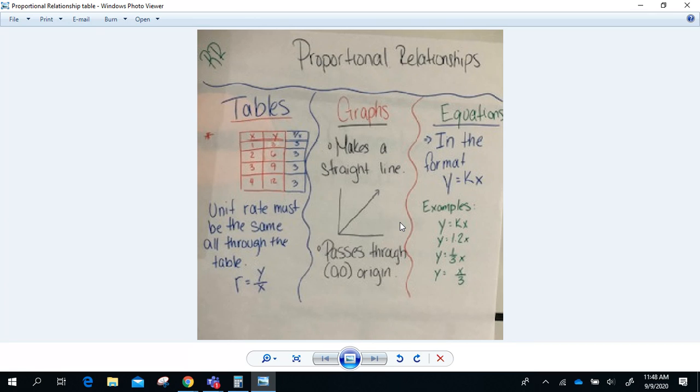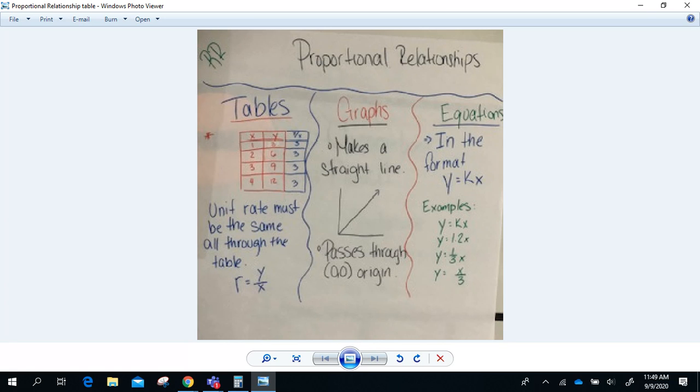equations are proportional relationships. I would write this down. I have it for you in an anchor chart, and also I took a picture and then I posted it on the screen. So proportional relationships. When I have a table, I know that it is proportional if the unit rate is the same all the way through the table. What comes with our table initially is just our x and our y. We have to add a third column to it and find the unit rate all the way down.